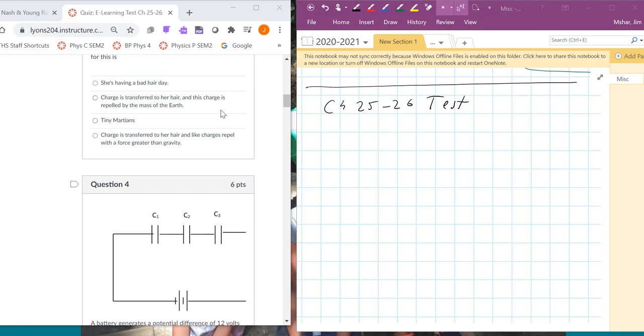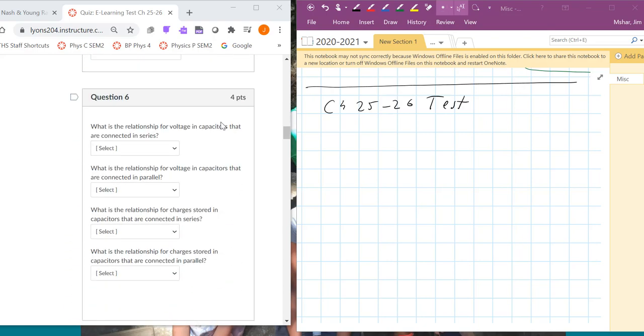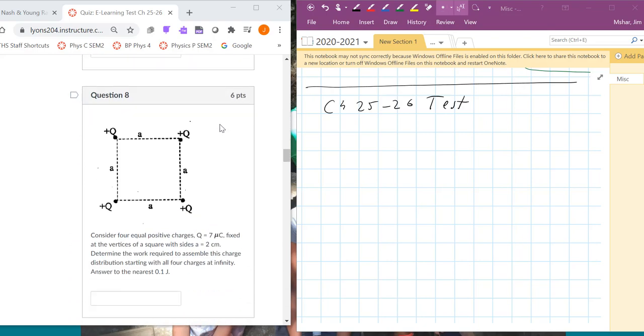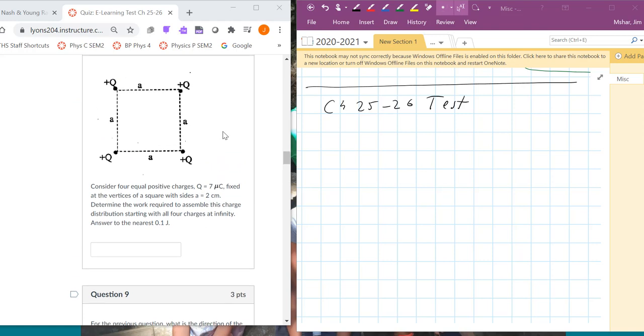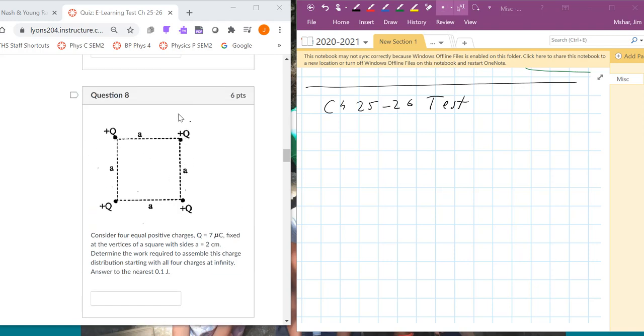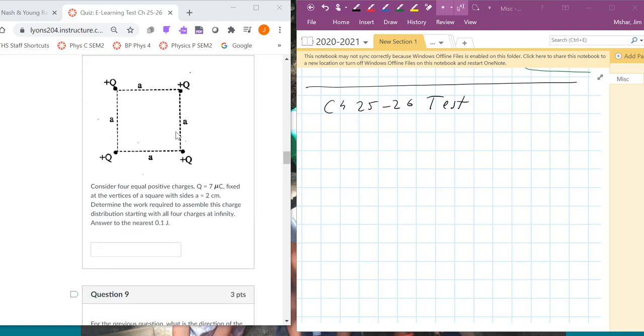All right, let's start with number 8. For number 8, 20 of us got this right. There were 61 people who took the test. They give you 4-point charges, and they give you Q, and we're going to have different numbers. They gave me a Q, and they gave me the side of the square. They said determine the work to assemble this charge distribution.